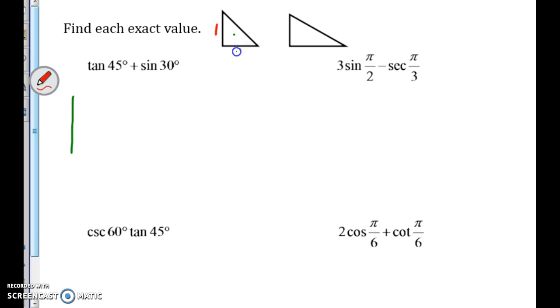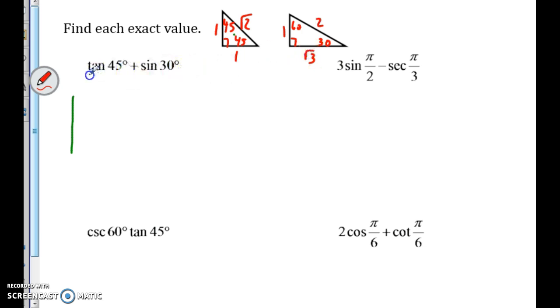So let's say here's my 45, 45, 90. That's 1, 1, radical 2. You need to be able to reproduce this triangle on command. Okay? And then the 30, 60, 90, make sure the 30 is the smallest angle. Then your 60 degrees. And the smallest leg is 1. The large leg is radical 3. The hypotenuse is 2. Okay?